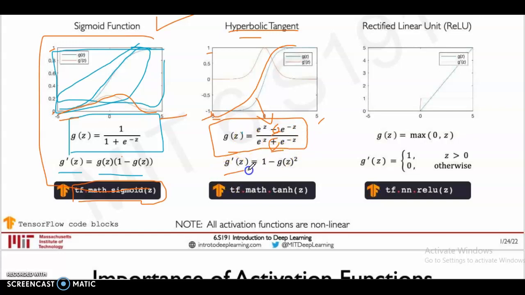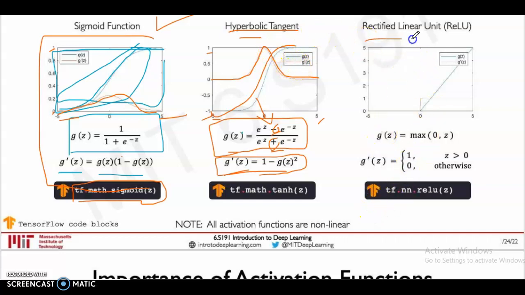G dash of z, that is, the derivative, is 1 minus g of z whole square. Okay.